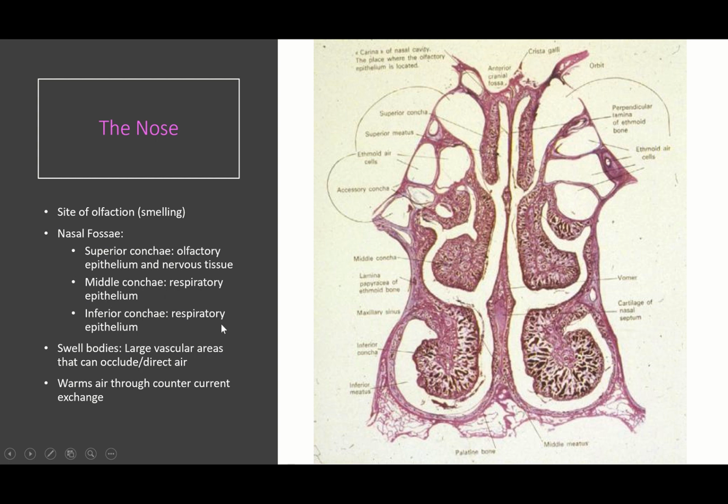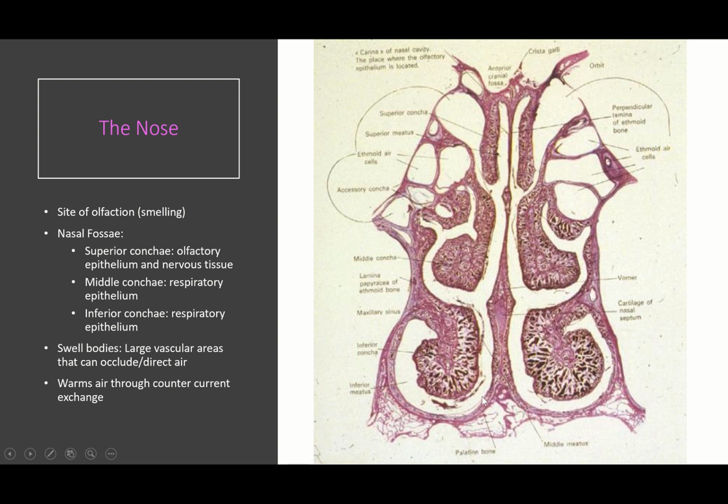Okay, and we're going to talk about what both of these types of epithelium look like in a second, but that's what's really going to help to warm and humidify the air that's going through there. Okay, in your nose, you also have these things called swell bodies, and we'll look at a closer up picture of them. But basically, they're these large vascular areas. So they're just really big vascular areas, and so they can fill up with blood and swell up, and so it can occlude and direct air.